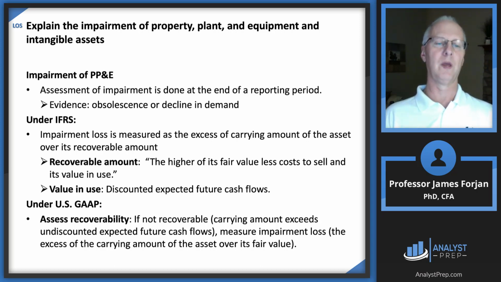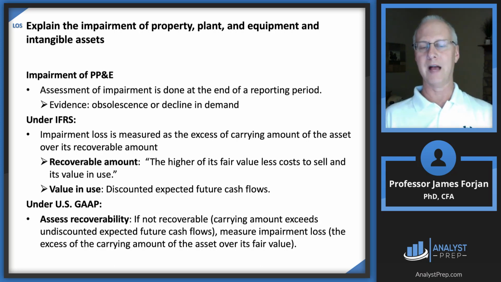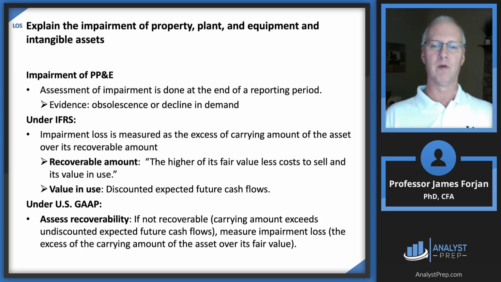All right, so we have to worry about a couple of new terms: the recoverable amount and the value in use. That value in use is exactly the same thing that we talked about back in the corporate finance reading when we computed net present value. Remember, we had to estimate future cash flows, and so the value in use is the discounted expected future cash flows. And the recoverable amount is going to be the higher of the two: the value in use, which I just described, or the fair value less the costs to sell. Now, under US GAAP, if it's not recoverable, then the measure of the impairment loss is going to be the excess of the carrying amount over the asset's fair value.